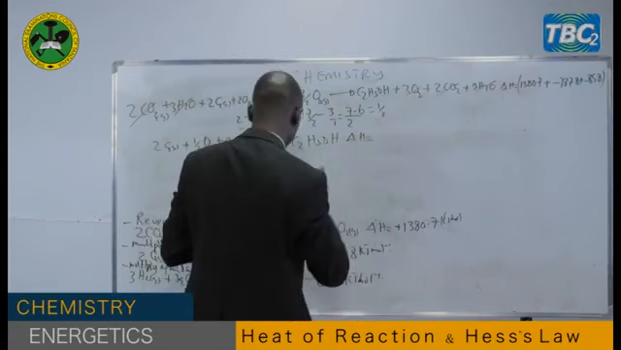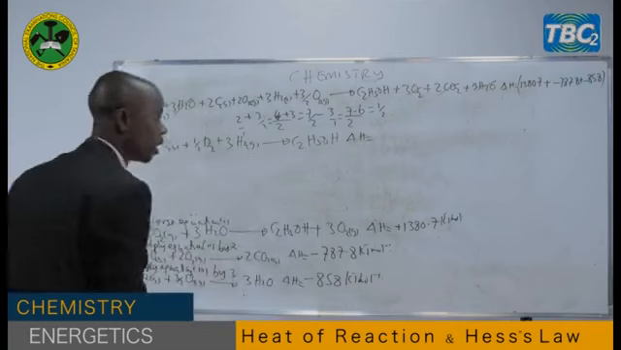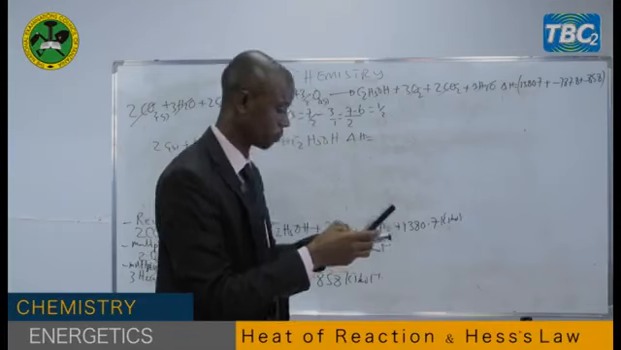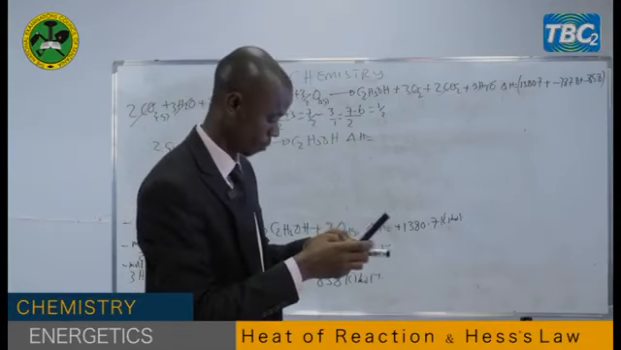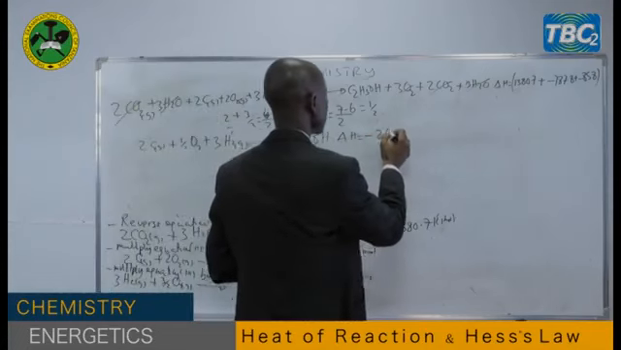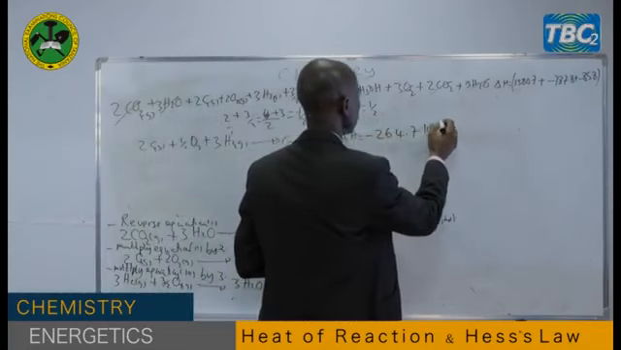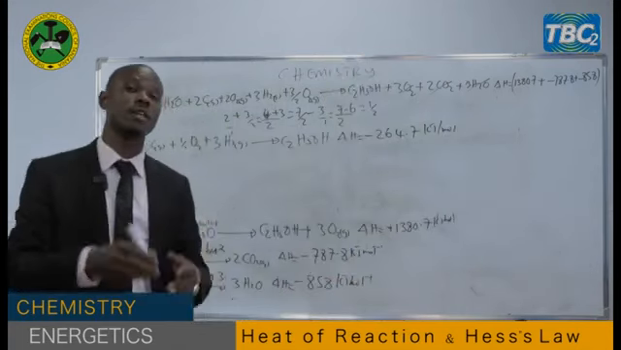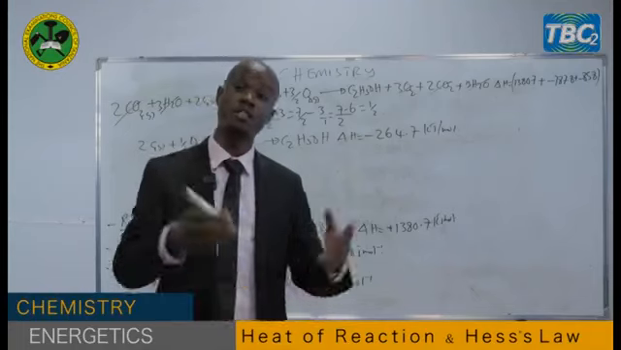Now, for the enthalpy change of this reaction, you just use your calculator to sum it. When you sum, you're going to get negative 264.7 kilojoules per mole. So I am sure, my dear students, that you have got the skills of answering these problems.